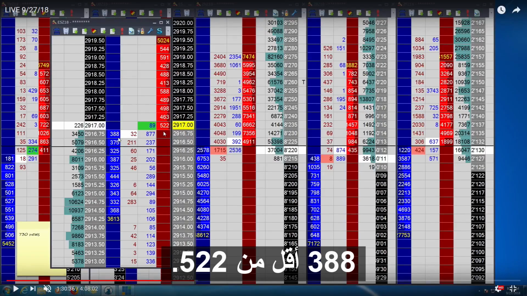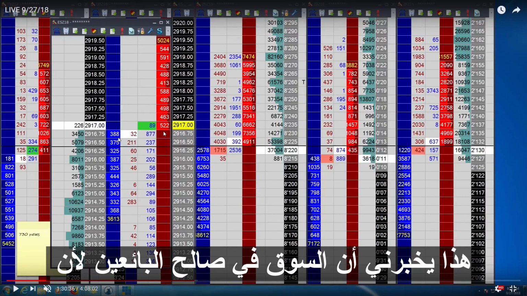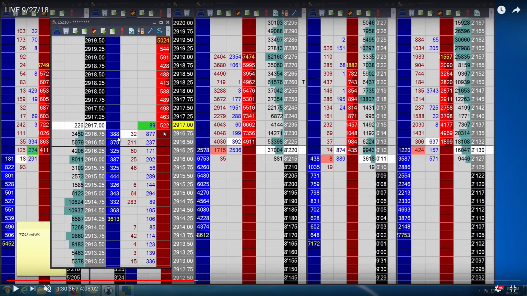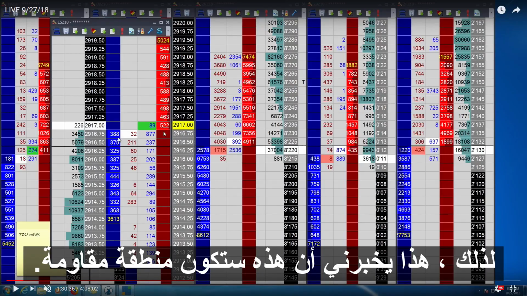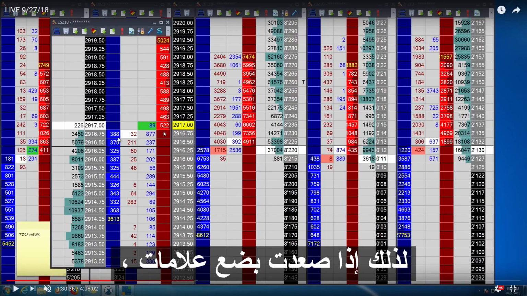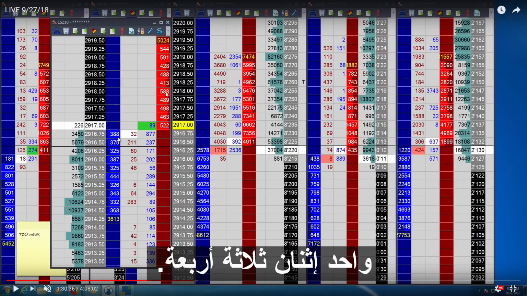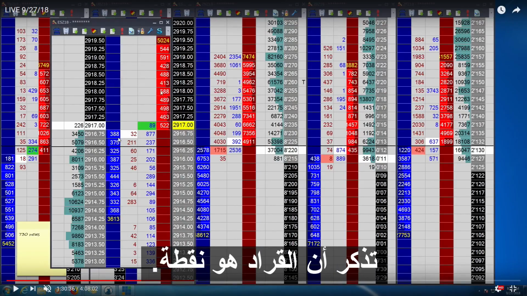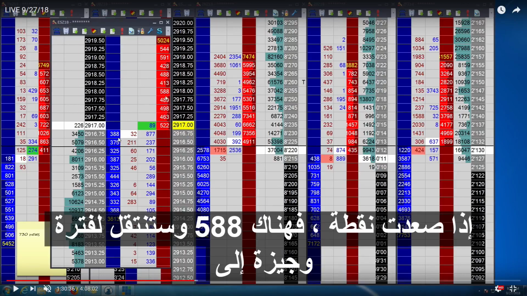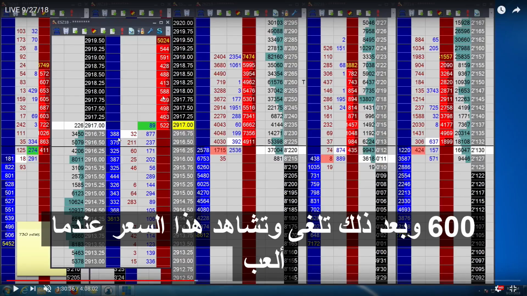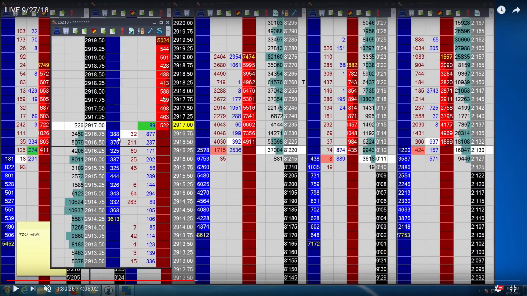388 is lower than 522. So that's telling me the market is in favor of sellers because the offer is larger. Therefore, this is going to be a resistance zone. If you go up a few ticks, 1, 2, 3, 4, so that's a point. Remember, 4 ticks is a point. If you go up a point, there's 588, and it'll briefly go into the 600s, and then it cancels off. Watch that price when I play the video.